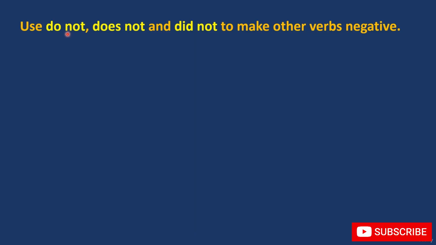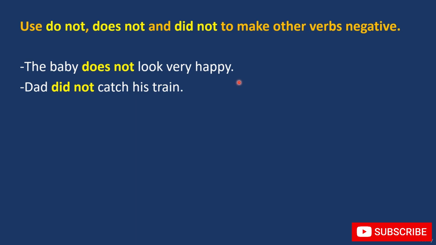We use do not, does not, and did not to make other verbs negative. So if I need to change the sentence into negative, I use do not, does not, or did not. The baby does not look very happy. This is negative. He is not happy, or she is not happy. Dad did not catch his train.